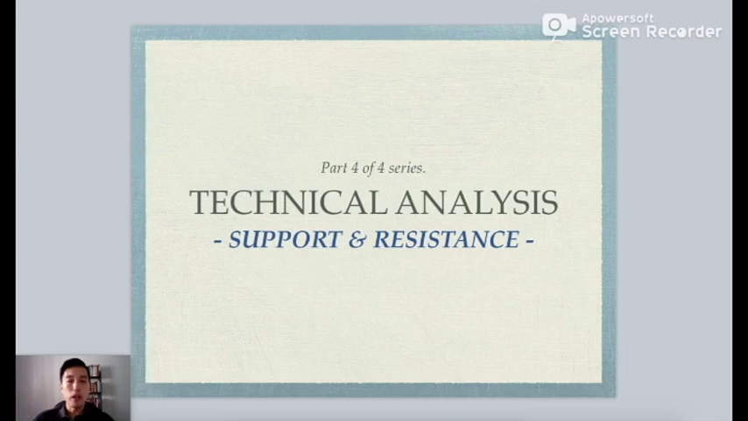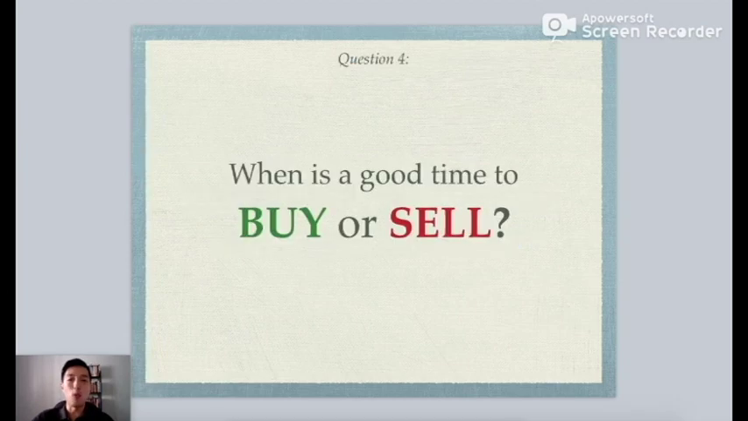When it comes to fundamental analysis, we want to find out how and what kind of companies to buy. Now in technical analysis, we want to find out when to buy. So when is a good time to buy and when is a good time to sell. And that will give you an idea through fundamental and technical analysis.